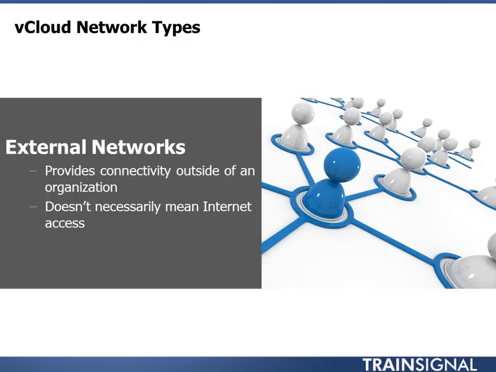Now, I note that that doesn't necessarily mean internet access, because typically I think of external access as how I get to the internet. That's external to my environment. That's not what this means as a rule. It could go to the internet, but it could also just get to your corporate LAN, which then gets you to the internet. So by external, all we're really saying is that this is the network that gets you out of the cloud and to wherever it needs to go after that.